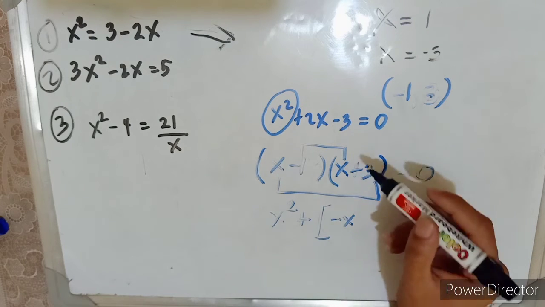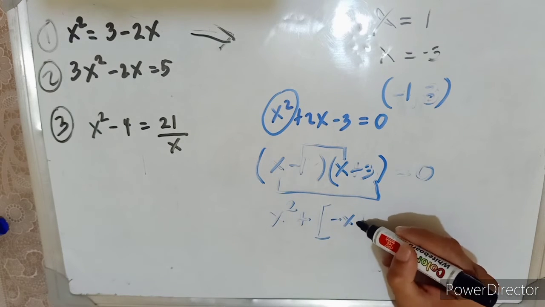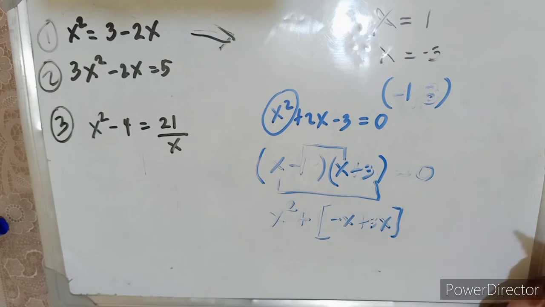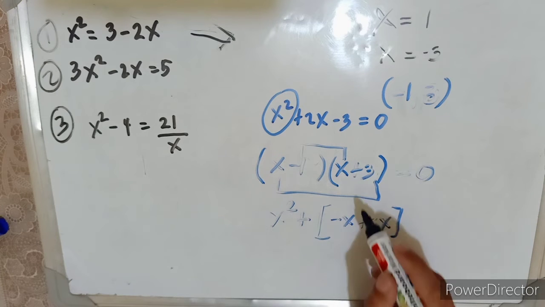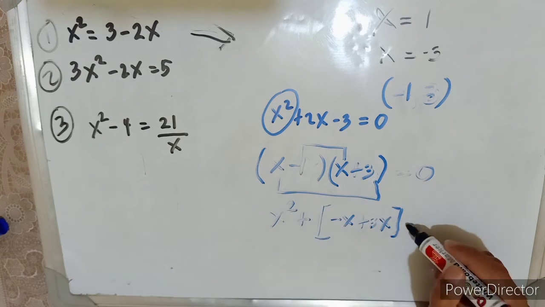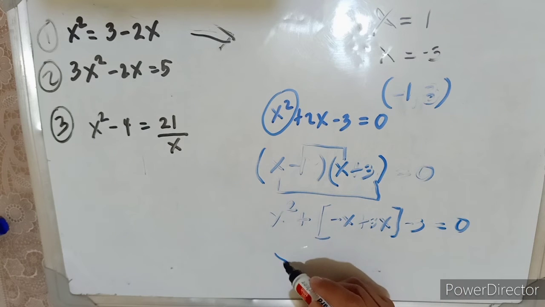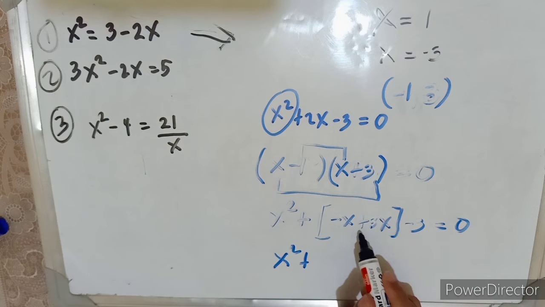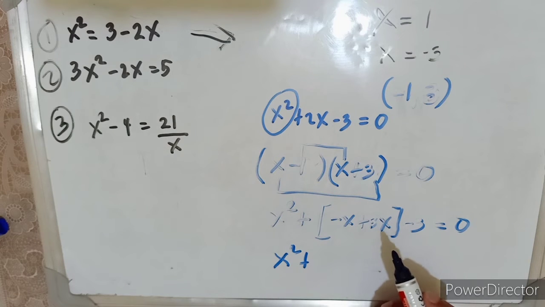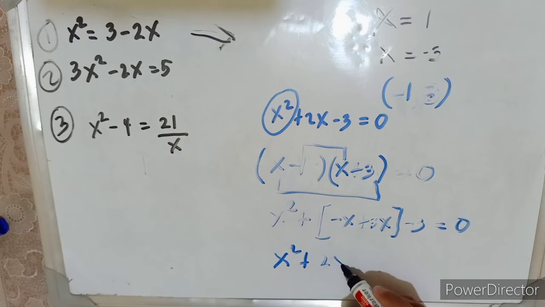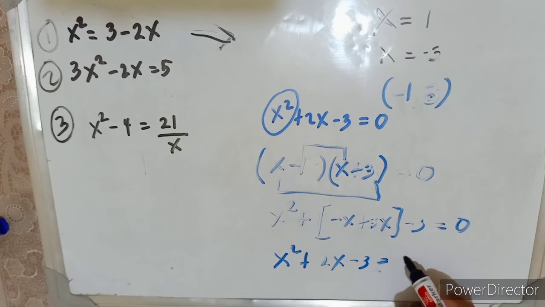Then, katapos niyan, x times 3, so that is positive 3x. Okay, so this is the middle term. Alright, and the third term is negative 1 times 3, so that is negative 3. Okay, x squared plus, so negative x plus 3x, unlike terms, so ang gagawin natin dyan is isosubtract natin yan, guys. Isosubtract natin and then choose the sign of higher number. So 2x na yan, magiging 2x minus 3 is equal to 0.